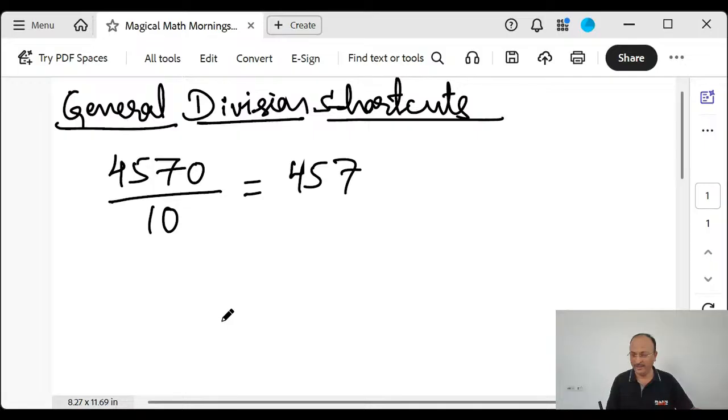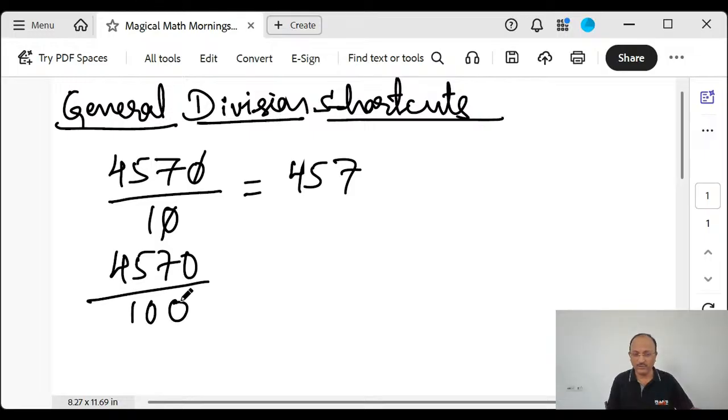The same thing we also write as cancelling zeros. That means an equal number of zeros we can cancel from the numerator and denominator. Suppose we have the same number, 4570 divided by 100. What do we do? We cancel as many zeros as there are in the numerator with those of the denominator.